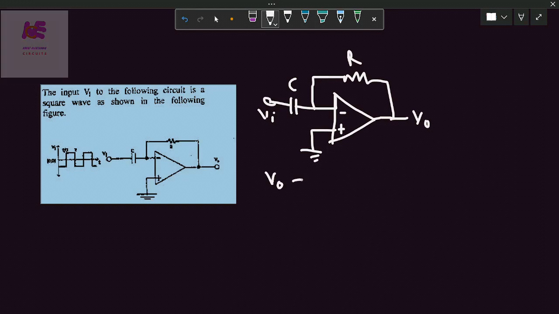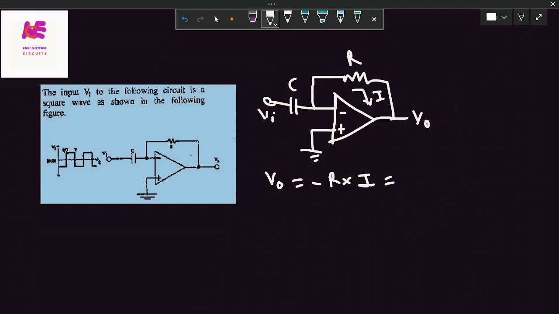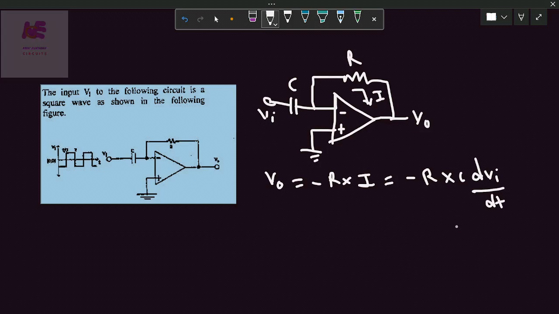In this case, we are getting output voltage equal to, considering the current I flowing, since the input is applied at the inverting terminal, there is a 180-degree phase shift, so minus R into I. But I is the current flowing through the capacitor, so what I am getting is R into C dVi by dt. The current flowing through the capacitor is nothing but the capacitance into dVi by dt, the input voltage in differential form. So this type of circuit is nothing but a differentiator.